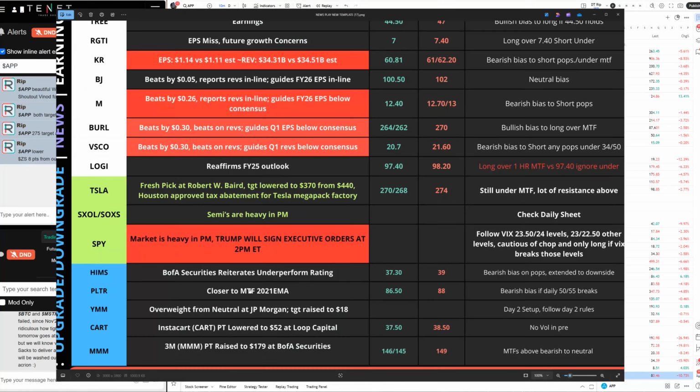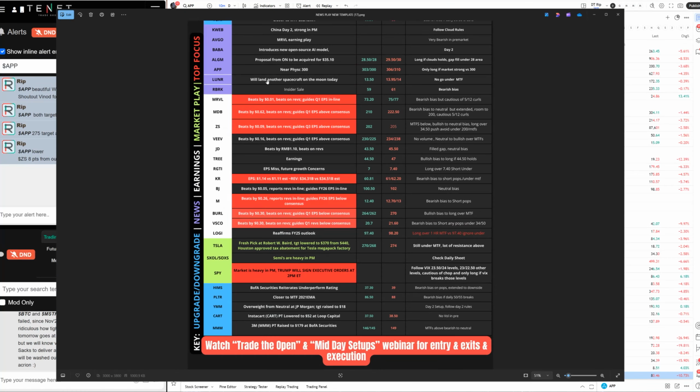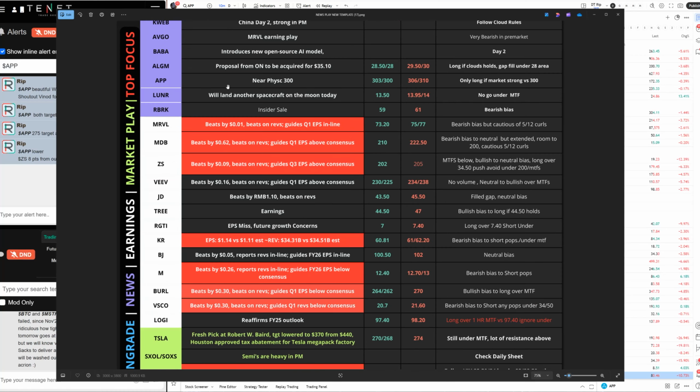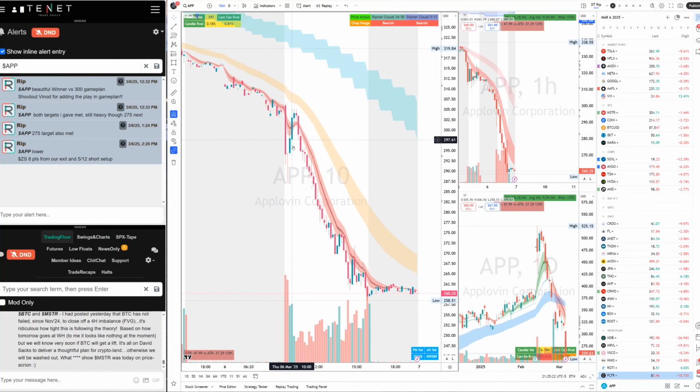Let's look at the game plan. The game plan on APP was pretty simple here. Only long if market strong versus 300. So that's the plan I gave. So you see that APP, this was the plan. We put it on our game plan because it was close to the 300 psychological level, big level, but the market was not strong. So there was no long in APP.